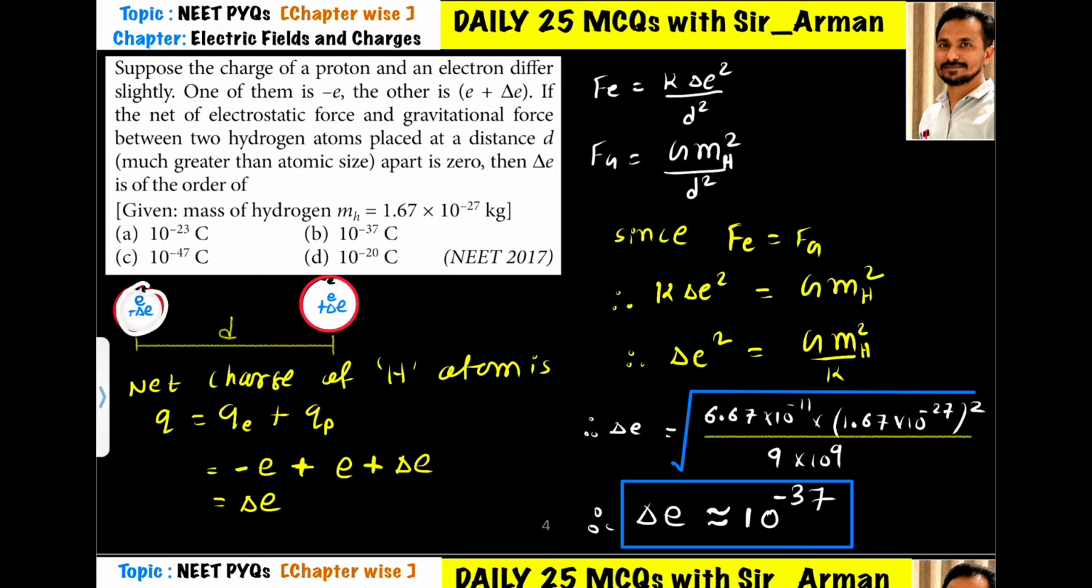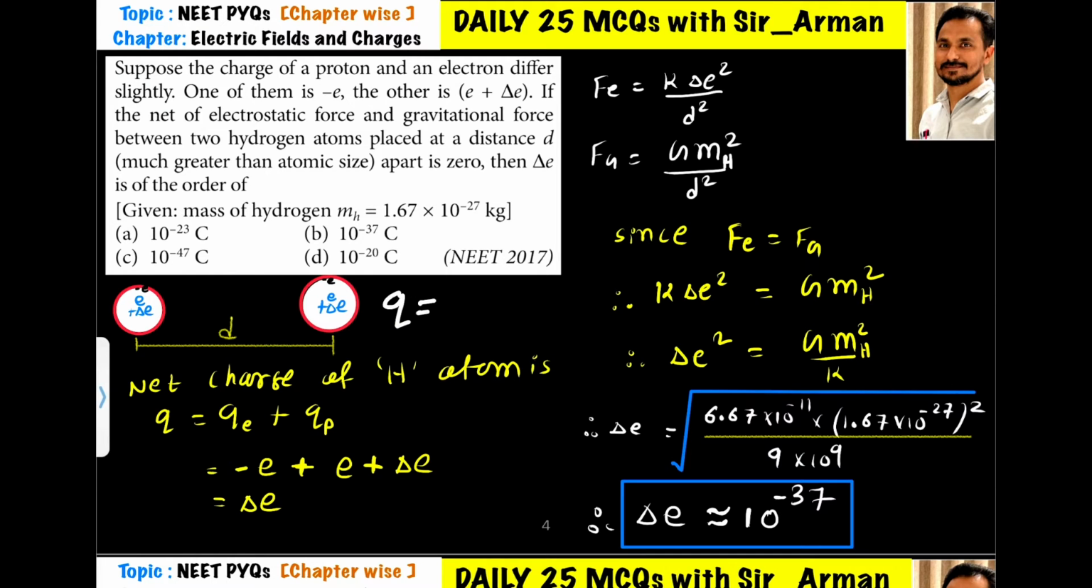Here we have a hydrogen atom, and as per the question, the charge of proton and electron differ slightly. So let us assume the charge of the electron is minus e, which is in the orbit. Both are hydrogen atoms, so both have an electron in the orbit having minus e charge. Now it is given that the charges of proton and electron differ by delta e. If the charge of the electron is minus e, then the charge of the proton is e plus delta e, the charge of the nucleus.